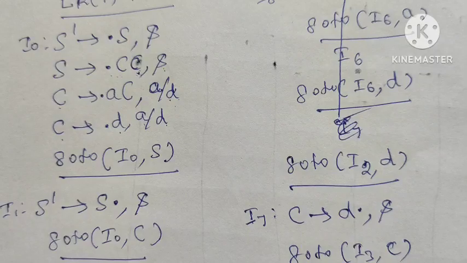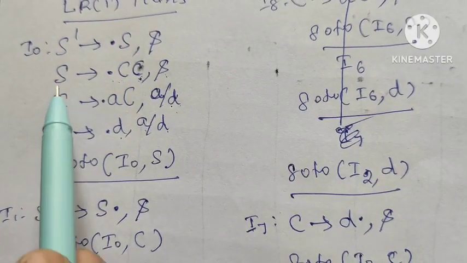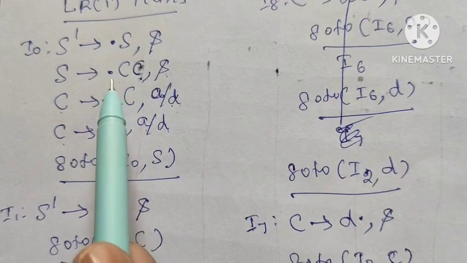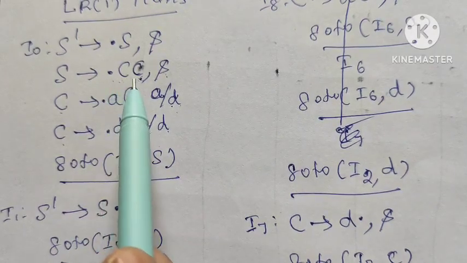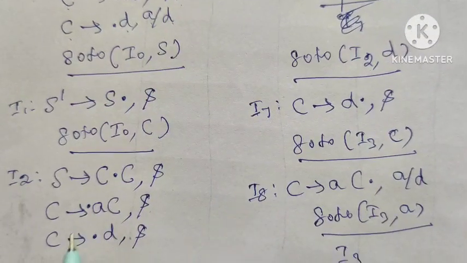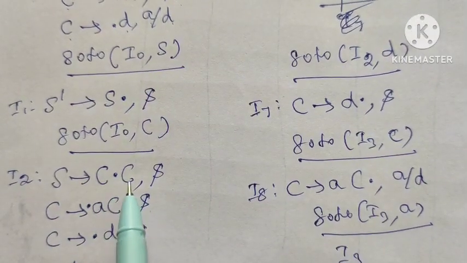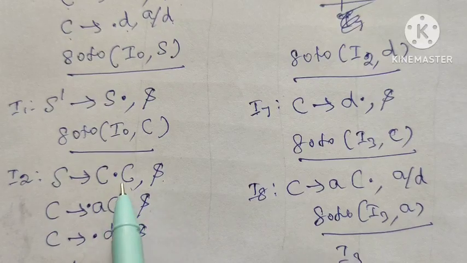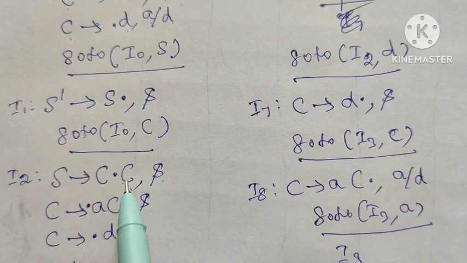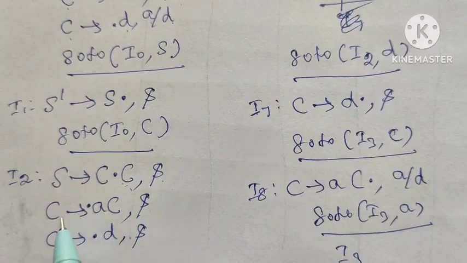Now come to the next production in I0, where dot is before C. We have to move this dot one step to the right, so it becomes S tends to C dot C. So when I write it like that, S tends to C dot C, dollar. Now the dot is before a non-terminal C, so find the closure operation. Closure operation means introduce all the productions for C. So C tends to dot AC, C tends to dot D.